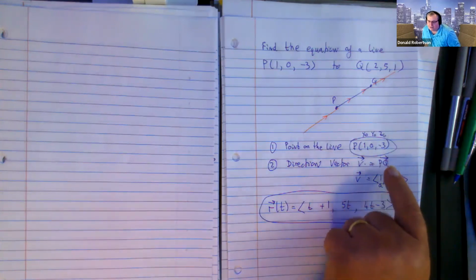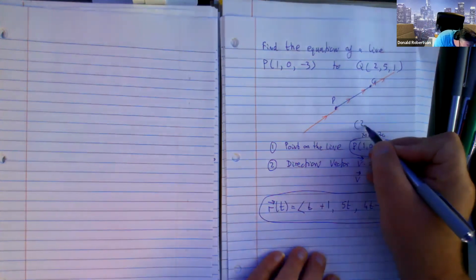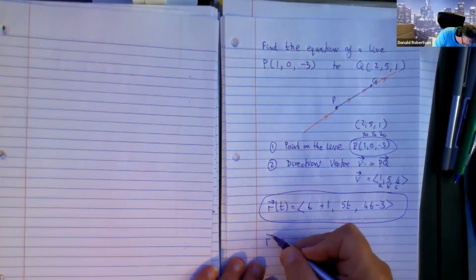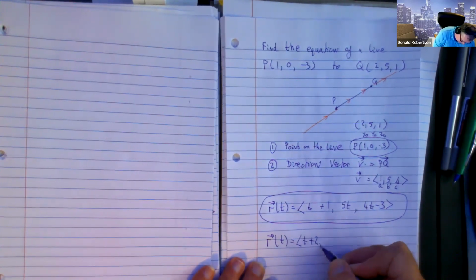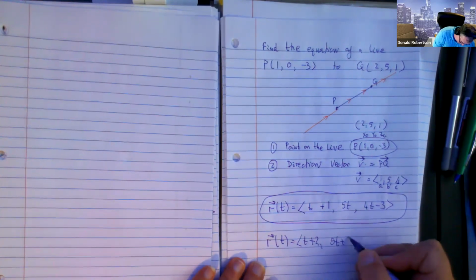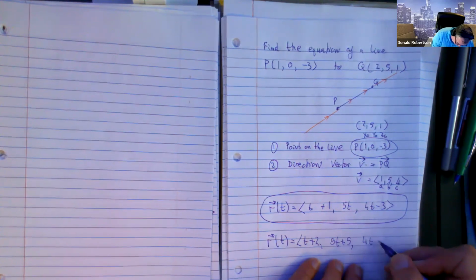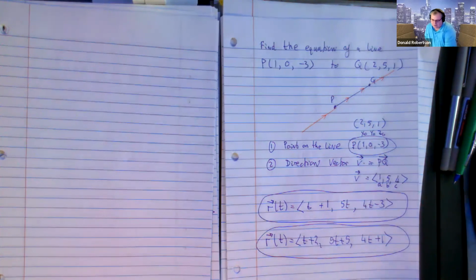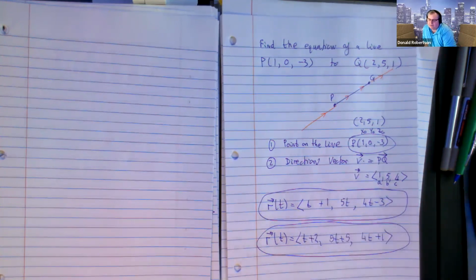Now, suppose I decided to keep this direction vector, but I decided to use 2, 5, 1 as my point. The equation this time would end up being t plus 2, 5t plus 5, and what would the other one be? 4t plus 1. Do you see that it is a little bit different looking? I mean, there are a lot of similarities to it, but it's still a little bit different as well.